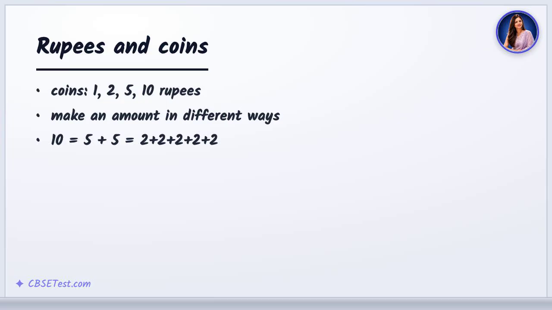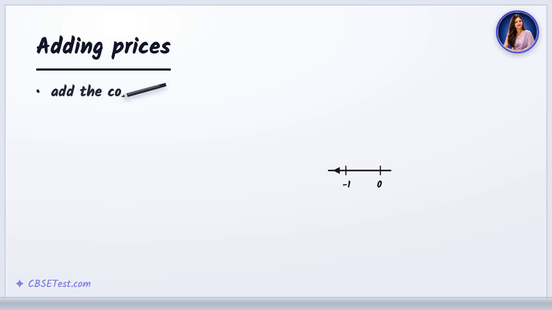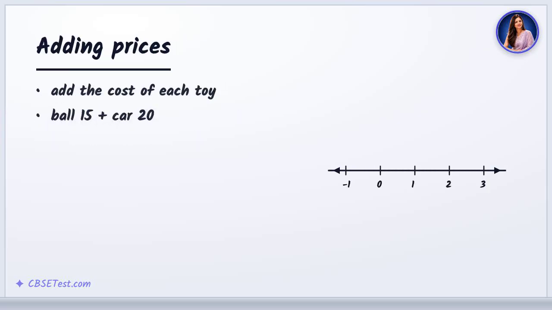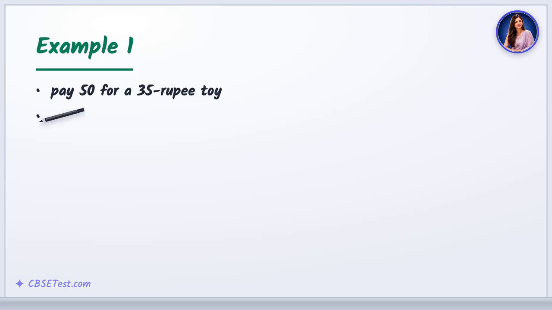10 rupees is 2 5s or 5 2s. To find the total cost, add the prices. A ball at 15 and a car at 20 come to 35 rupees. If you pay 50 rupees for a toy costing 35, your change is 50 minus 35, 15 rupees.